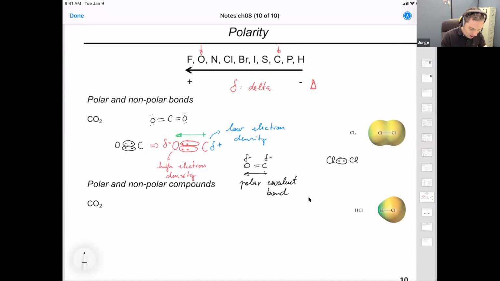Therefore, we don't have any poles in this chemical bond, which means the bond between chlorine and chlorine is a non-polar covalent bond. The meaning of that is that the pair of electrons is being perfectly shared, exactly midway between the two atoms of chlorine.